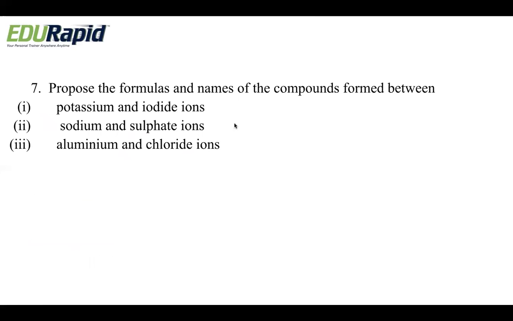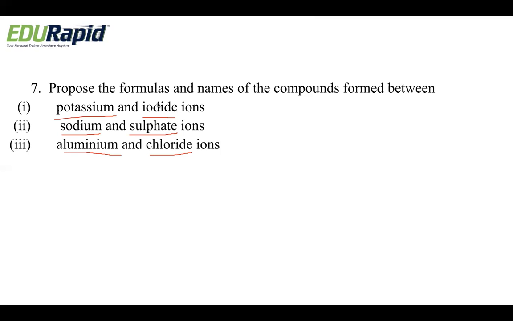Propose the formulas and names of the compounds formed between. So they have given some names of the elements. You have to tell the formula and the compounds. So potassium and iodide ions. Firstly, we have potassium and iodide ions. So what is the compound formed between these two ions and what is the formula for that compound? Secondly, sodium and sulfate ions. Lastly, you have aluminium and chloride ions.